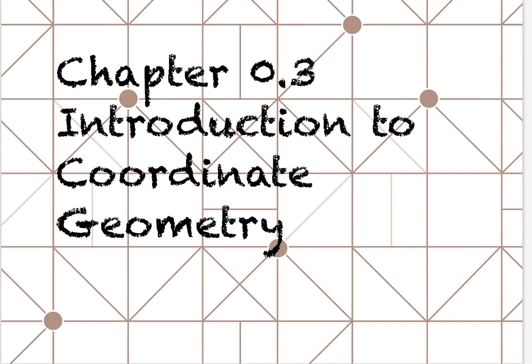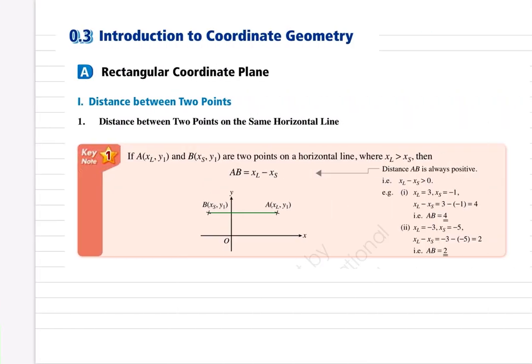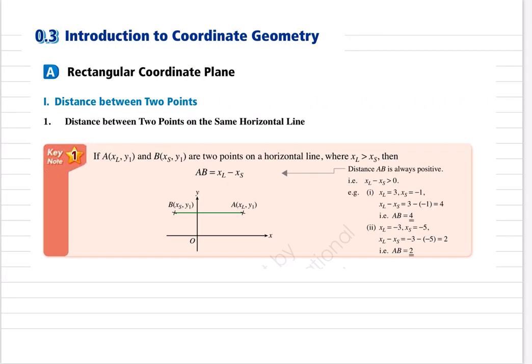So this is chapter 0.3. We're going to talk about coordinate geometry. For coordinate geometry, it means that we have x coordinate and y coordinates for a point, and we will try to draw these two axes, and then we will try to find the distance of points, something like that.